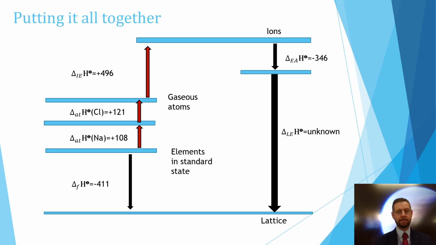So putting all of those values onto this here from the left and going clockwise, minus 411 kilojoules per mole, the enthalpy change of formation. We've got the two enthalpy changes of atomization of 108 and 121, the enthalpy change of first ionization plus 496, and then the enthalpy change of electron affinity of minus 346. Now what you can see is this has enabled us to work all the way around the diagram and leave unknown just the lattice enthalpy.